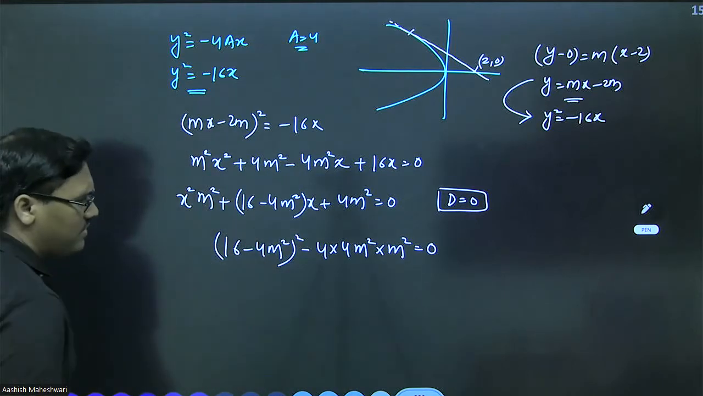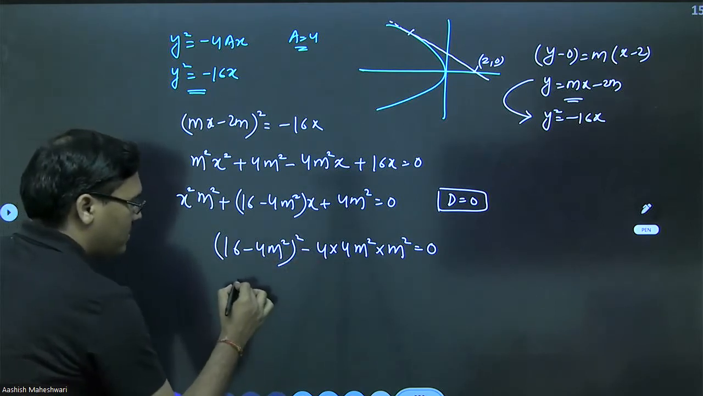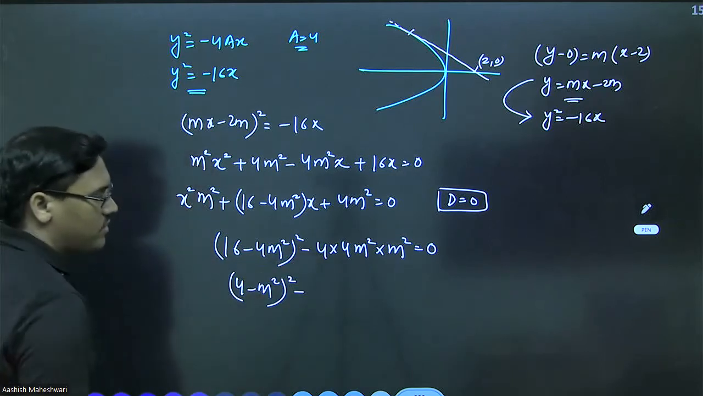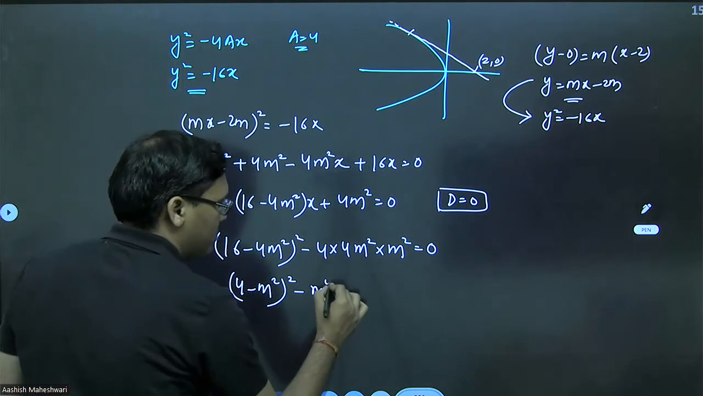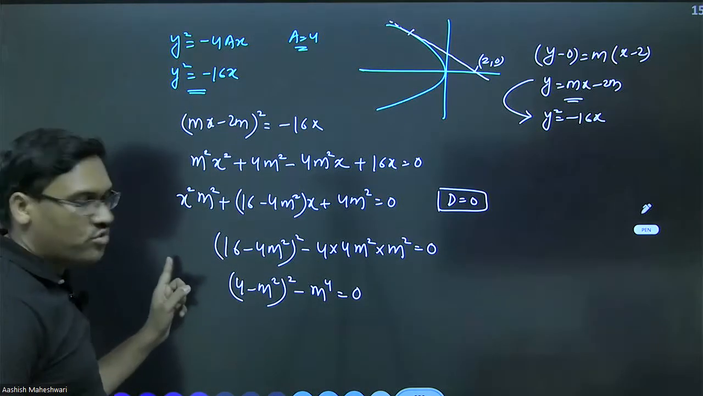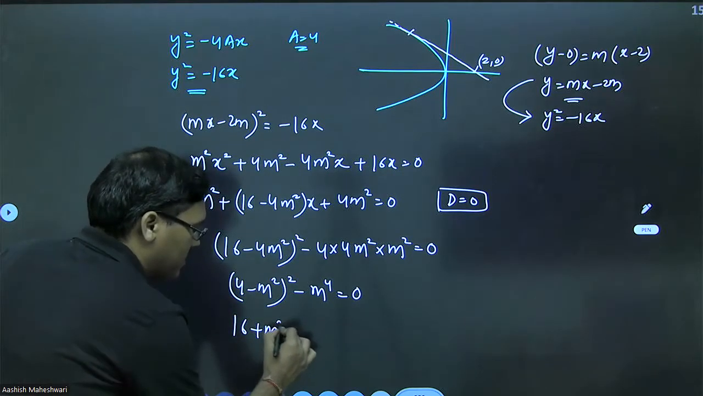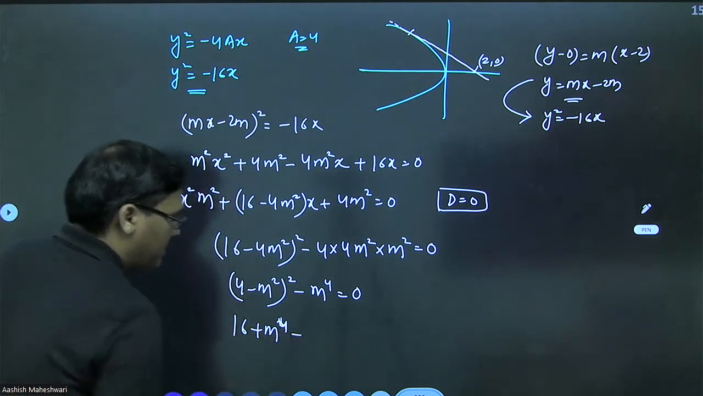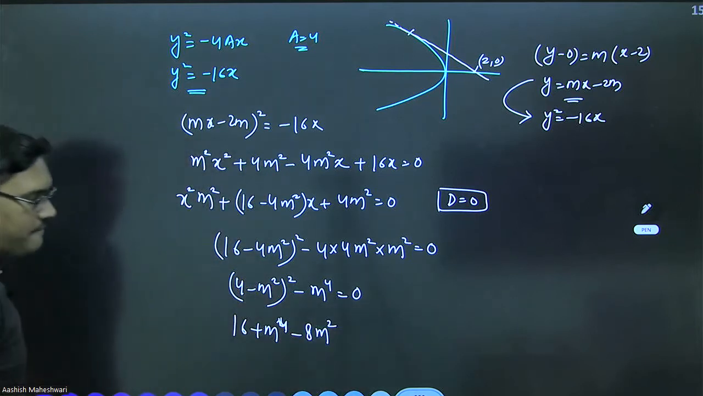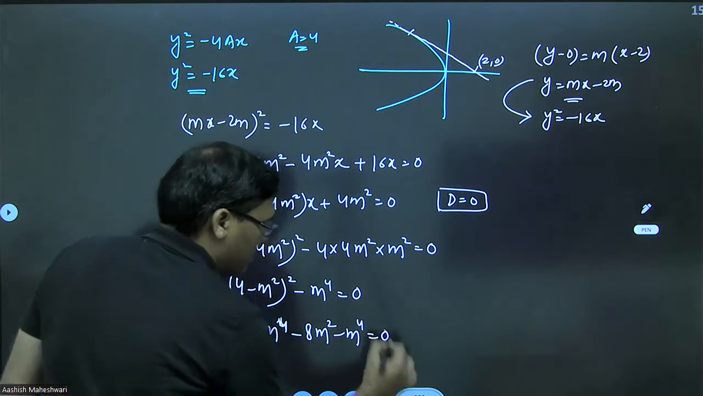So now I can simplify this. You can just see I can take 4 common. So 4, 16 will be cancelled. This is 4 minus m square whole square minus m raised to 4 is equal to 0. 16 will cancel because I can take 4 common, right? So if I solve this, this is 16 plus m raised to 4, sorry, minus 8 m square. You can check this, right? Minus m raised to 4 is equal to 0.